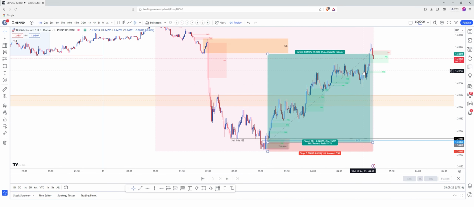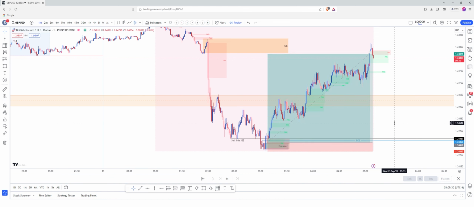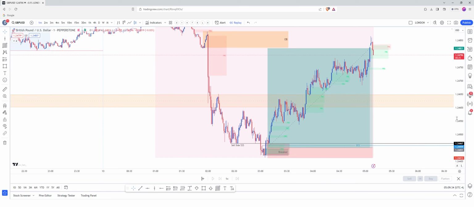Textbook. I didn't catch this, so don't be thinking I'm the greatest trader ever to catch these. This is all hindsight, but that is absolute textbook. So hopefully next time we know what to look for and can maybe profit from this live.